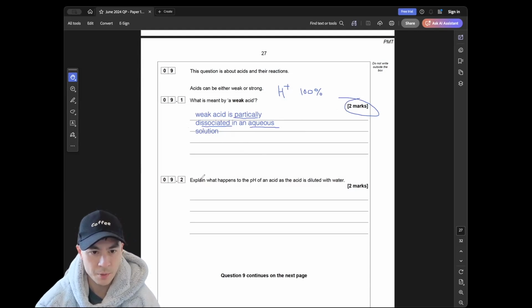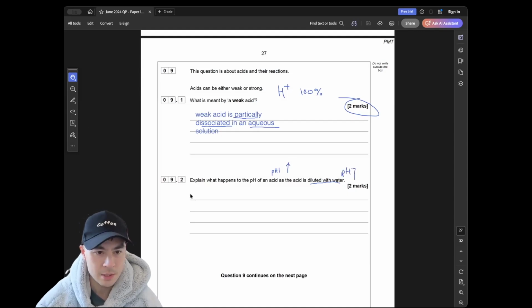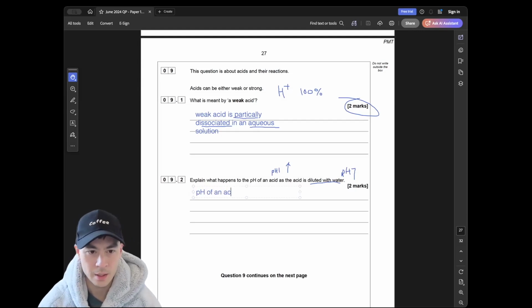Part 2, explain what happens to the pH of an acid as the acid is diluted with water. For an acid you remember it's pH around 1, and as we keep diluting with water it gets higher. Water pH is 7, right? OK, so it will increase. The pH of an acid would increase. Again, 2 marks, give me a reason.